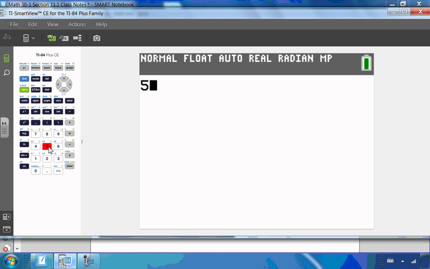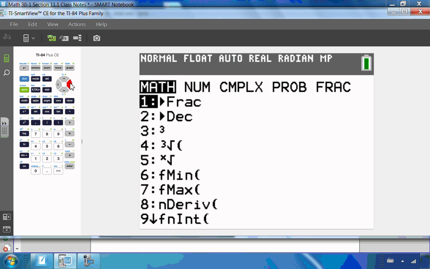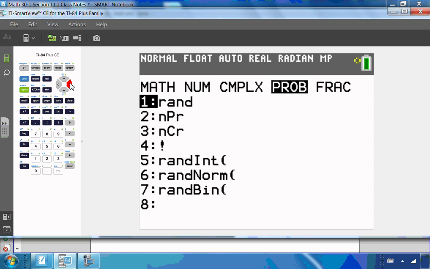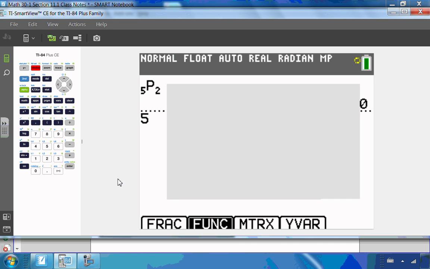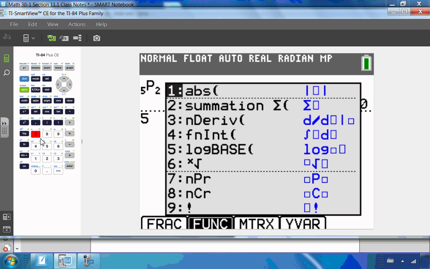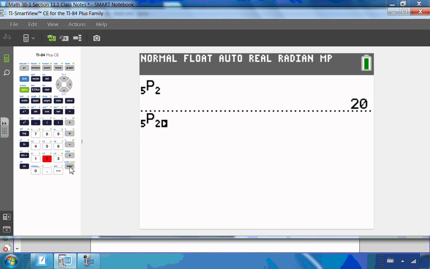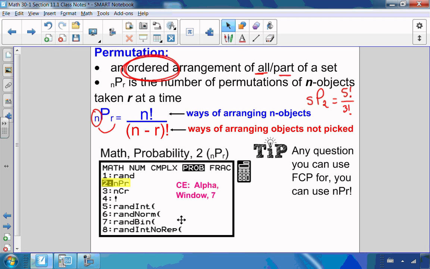So I can do 5, and then I do math over to probability, down to option number 2, and I can do 5P2, which is 20. Or if I have a CI calculator or CE calculator, I can go 5, alpha, window, and it's option number 7. And you'll get the exact same template and of course the same answer. Okay? So just another way that you can do it on your calculator or with a formula.